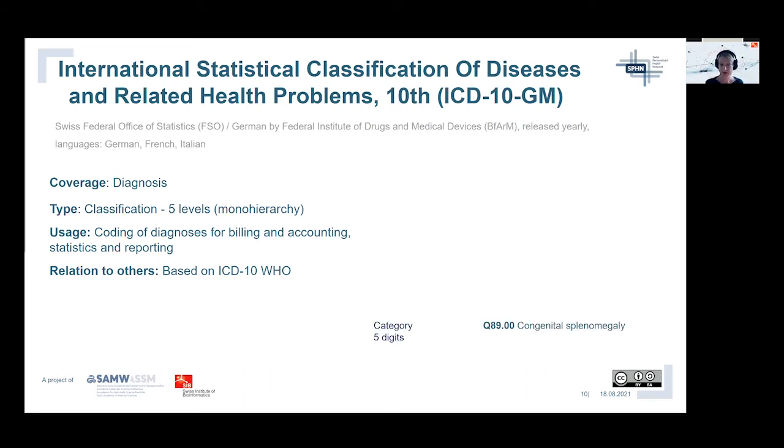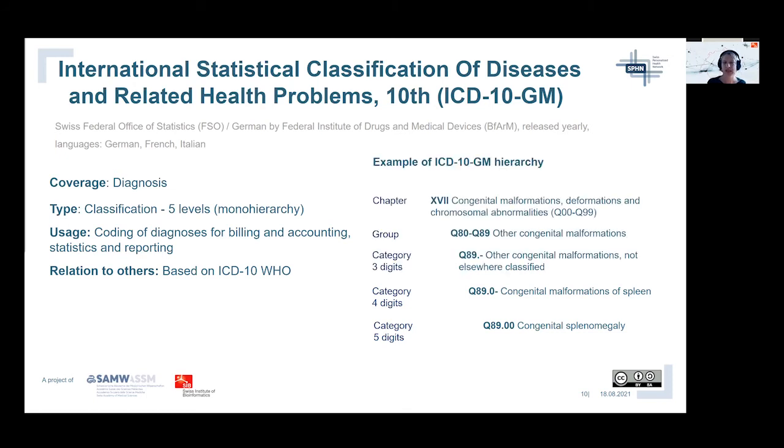Now, how does it look like? Here, for example, we have a code Q89.00, which stands for congenital splenomegaly. And this would be the most granular code used for coding. And just to show to you, where does this code stand in the hierarchy of the classification? So we have a 4-digit, 3-digit code, a group, and the top level would be the single chapters. And each diagnosis is in the classification only once under a specific chapter.